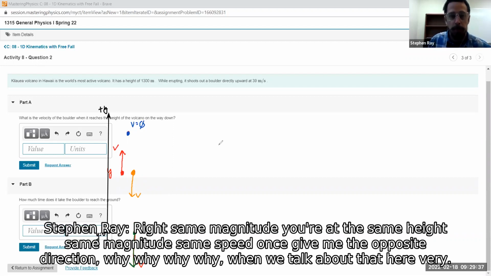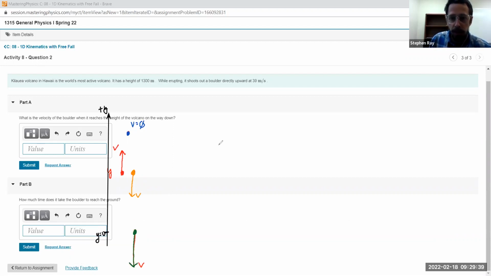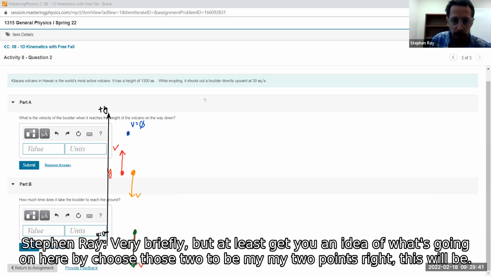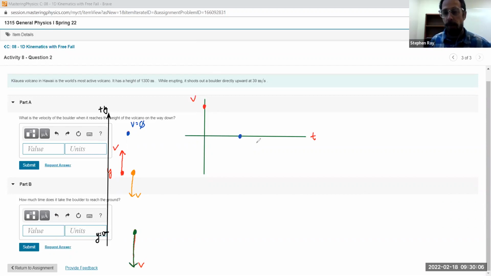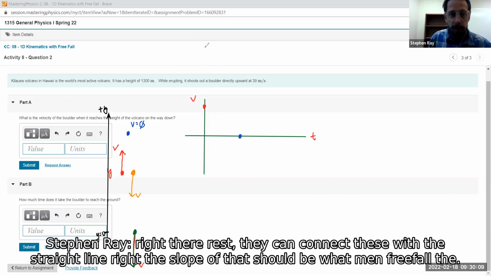Why? Let me get you an idea of what's going on here. If I choose those two to be my two points, the red point and the orange point, those are the two points I'm going to analyze. I start at the red, which means I have a positive velocity up. So it's just a v-t graph. When I get up to the blue, I'm at rest.